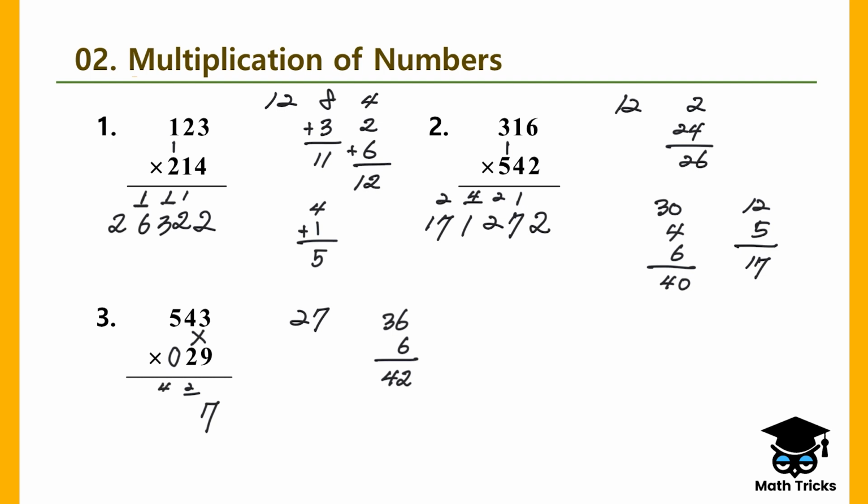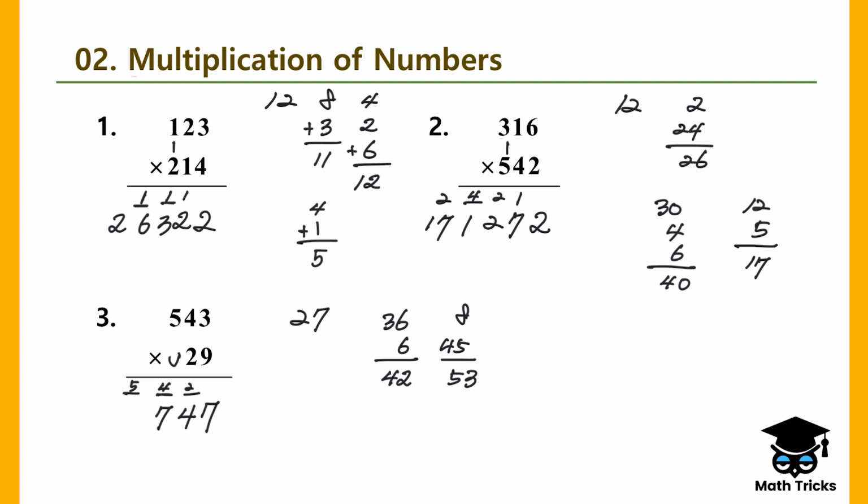So 44, right? Next, 3 times 0, 4 times 2, 5 times 9, right? So 3 times 0, 0. I'm not going to write it. 4 times 2, 8. 5 times 9, 45. Sum of these two, 53. So 53 plus 4, that's 57. So 7 here, 5 here, right?